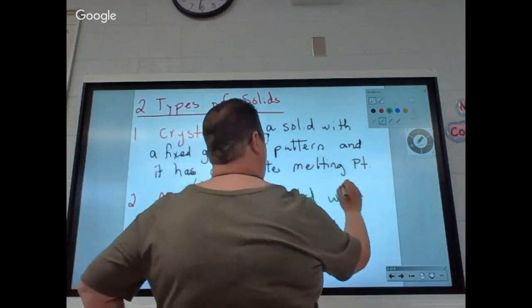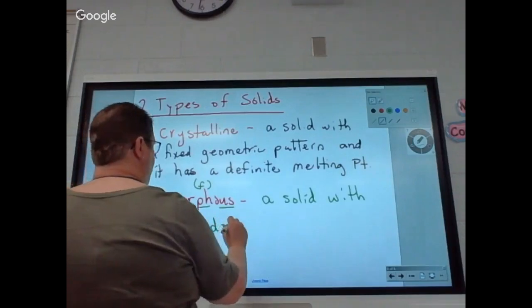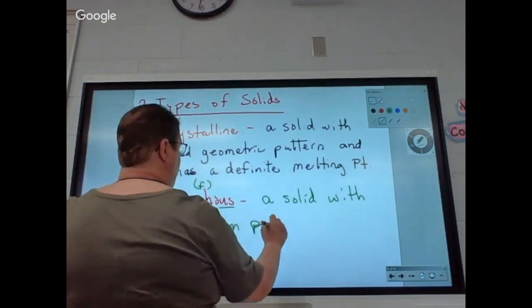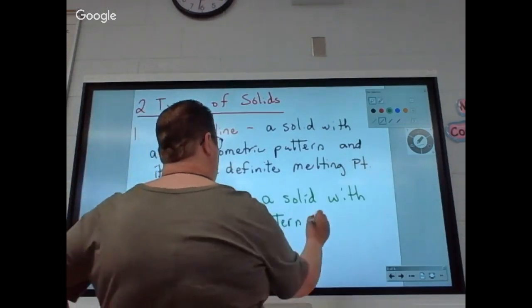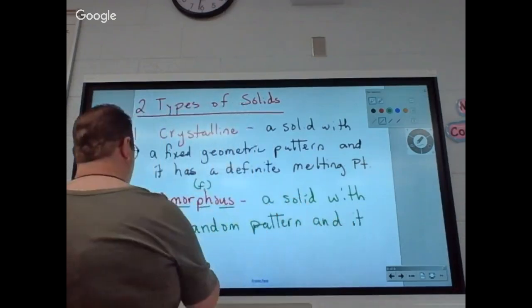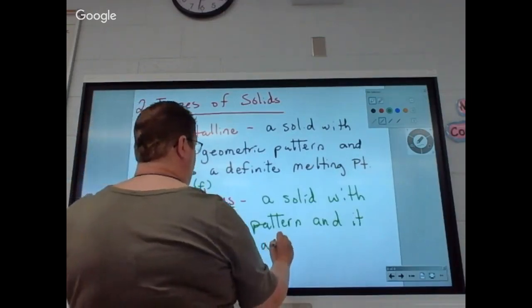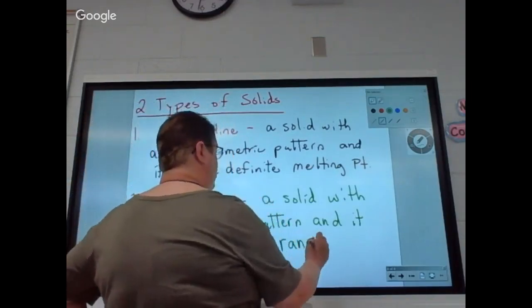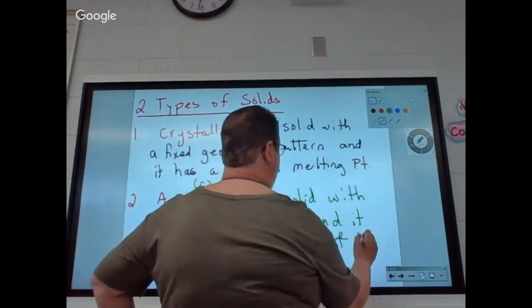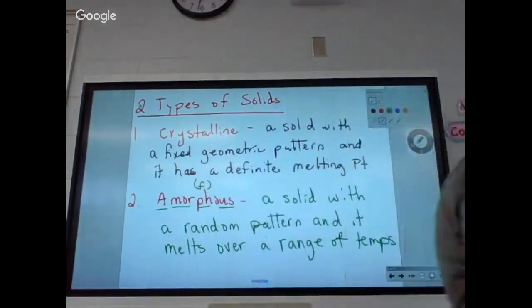with a random pattern and it melts over a range of temperatures. Yes, I'm going to give examples.